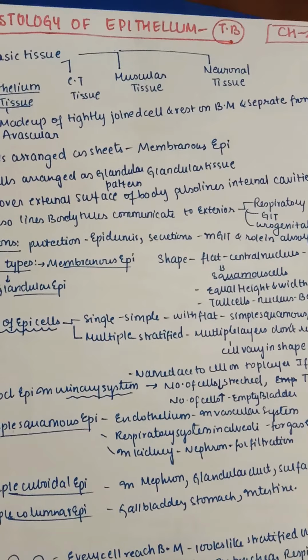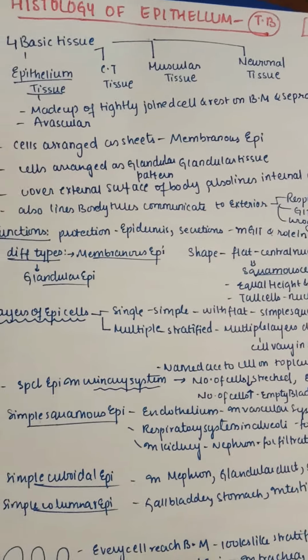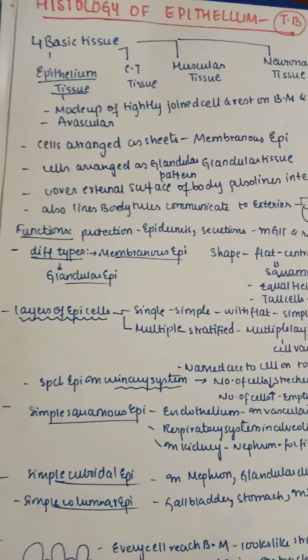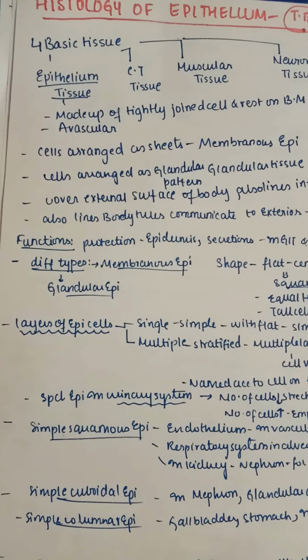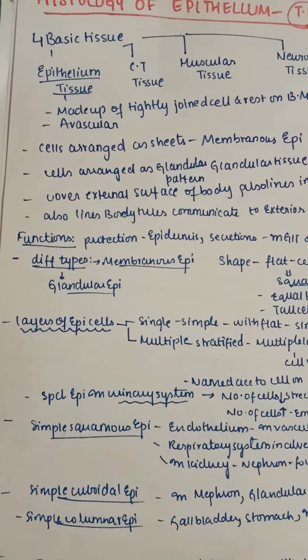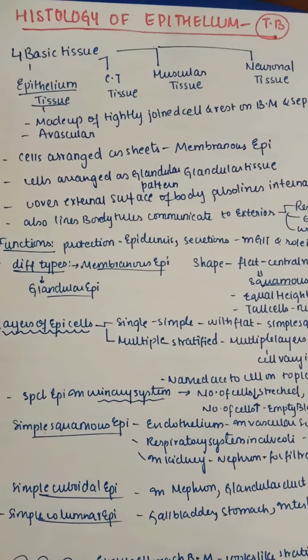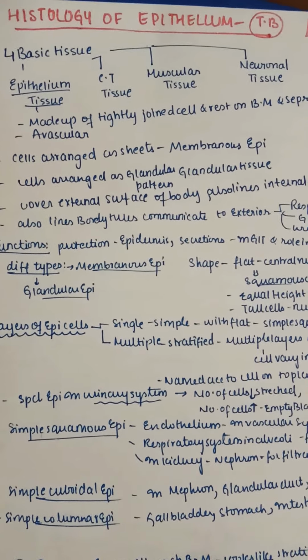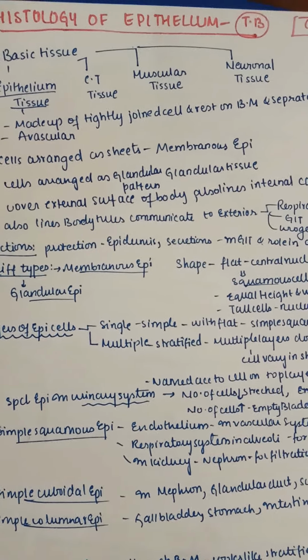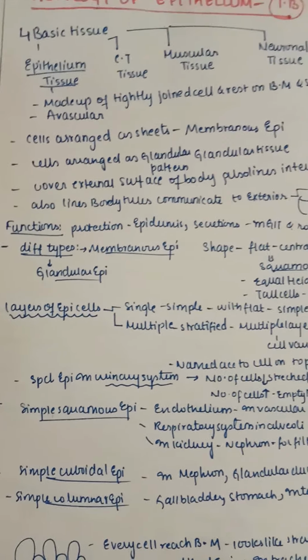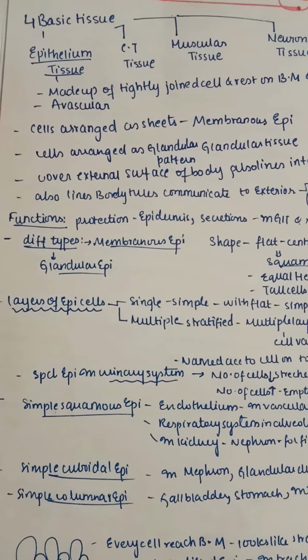These are avascular structures because they are present outer to the linings of our body. So they are avascular and get their nutrient or blood supply from the lower layers. When the cells are arranged as a sheet, it is known as membranous epithelium. And when cells are arranged in a glandular pattern, it is known as glandular tissue. As you know, glands are also a specialized form of epithelial tissue.